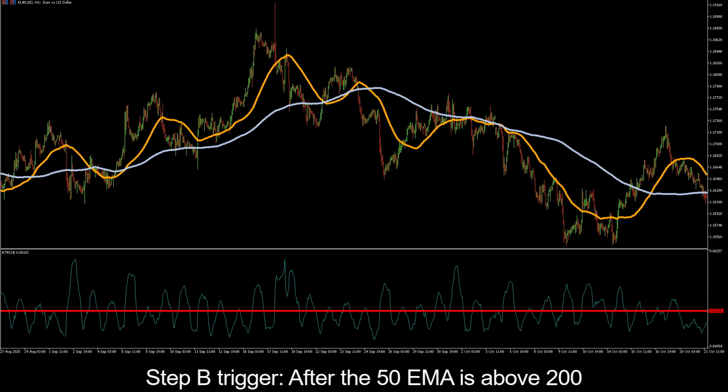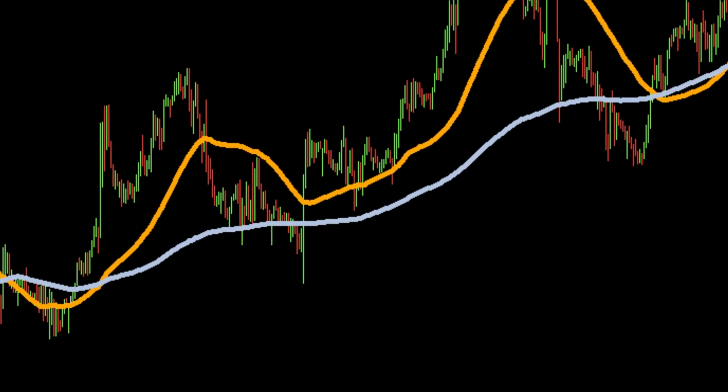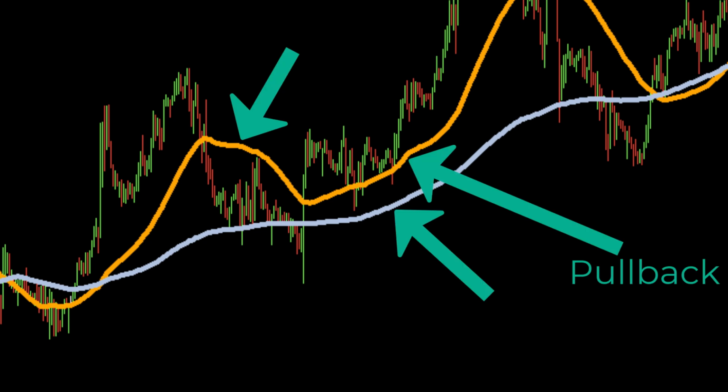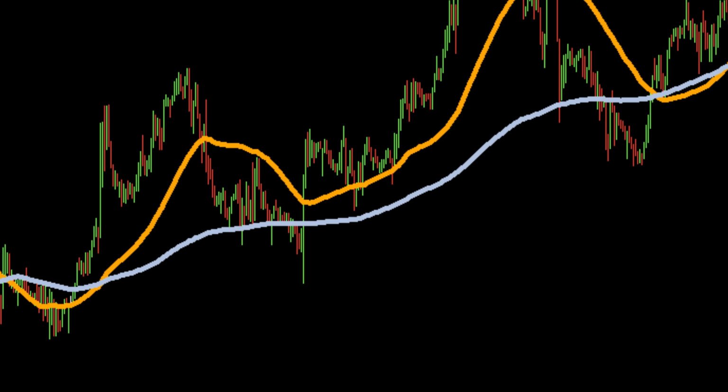Step B. Trigger. After the 50 EMA is above the 200 EMA condition, wait for price to pull back to within 1 ATR of the 50 EMA. The confirmation is a bullish engulfing candle that closes above the 50 EMA. The entry is a market buy on close of the confirmation candle.